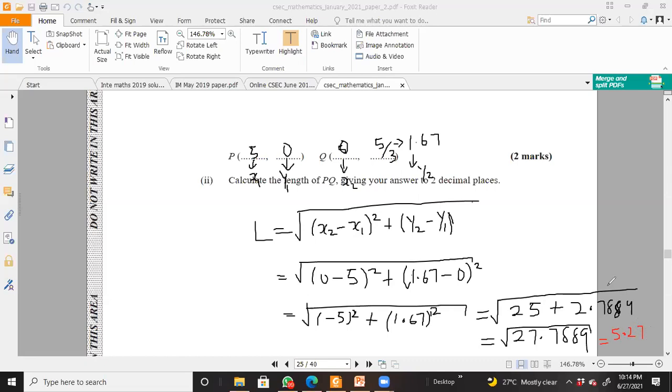Now remember, follow the instruction. They say what? 2 decimal what? That's very important. Is that okay? Even though you know what you are doing, if you put 5.3, you'll be surprised. They might not give it to you, depending on the examiner and the mood.